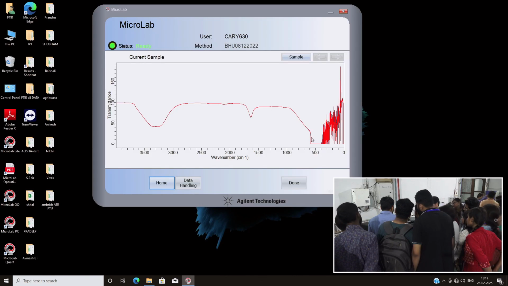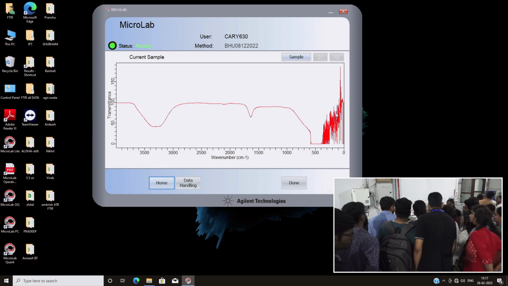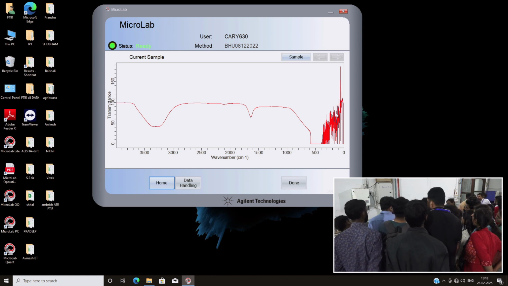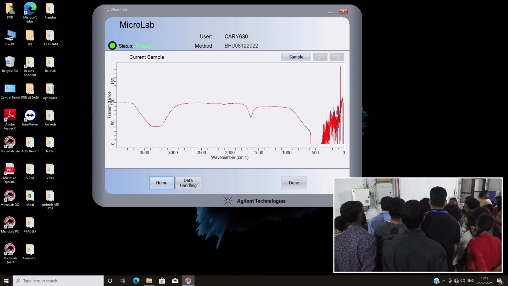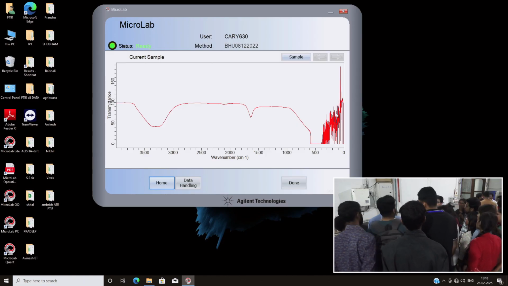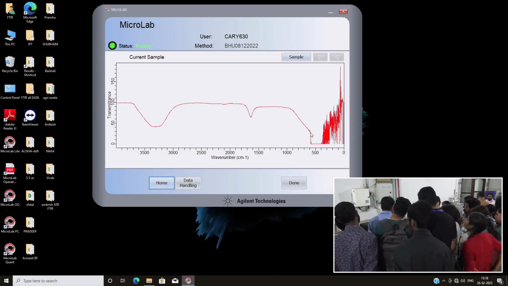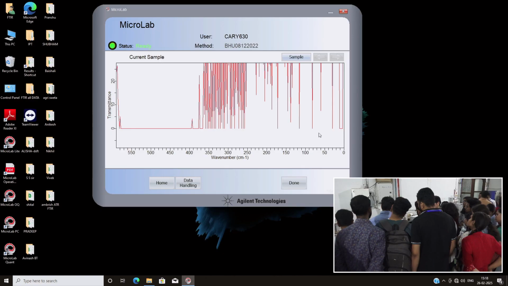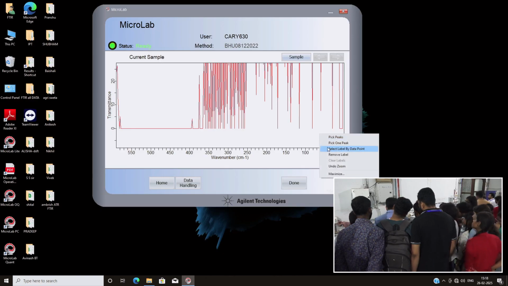Below 600 is very noisy. It's because the prism does not transmit IR light. So we measure this spectrum by 2 scan I0 and I, and both I0, I is equal to 0 in this region. So 0 over 0. So this is unstable, and this region is not available.